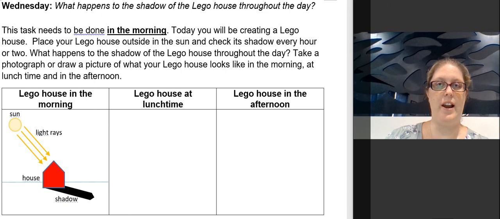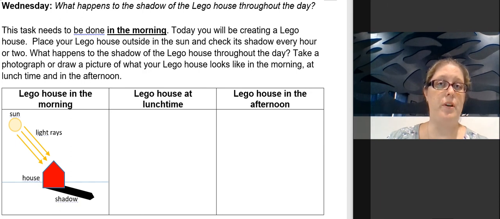When it's outside, you're going to observe what the shadow is doing. How big it is, what shape it is, which direction it's going. And you're also going to observe where the sun comes from. So what direction the sun is coming from in the sky. Then you're going to repeat this exercise at lunchtime and in the afternoon.